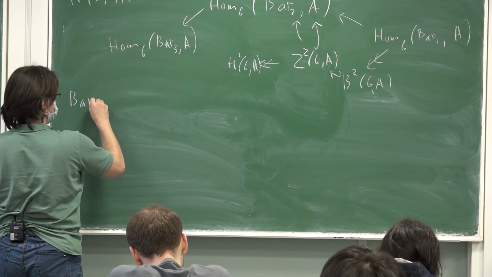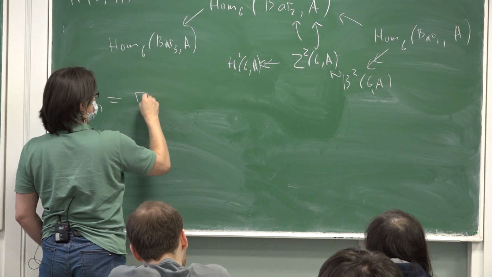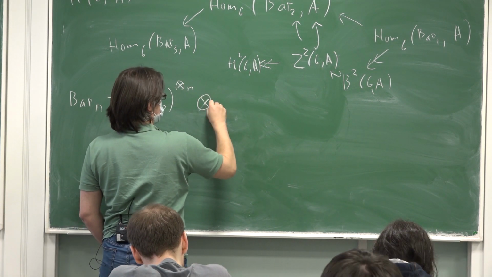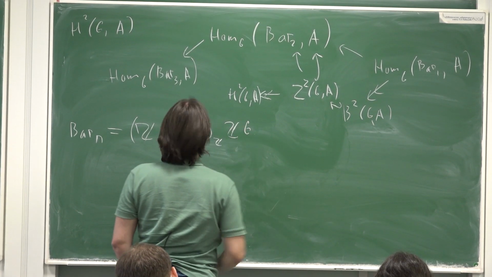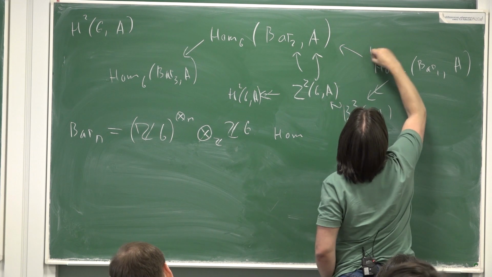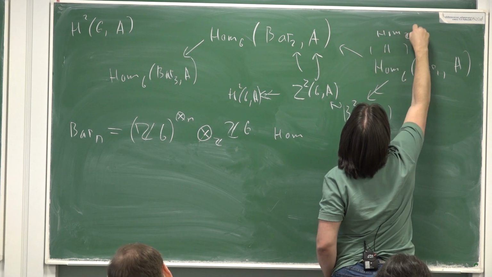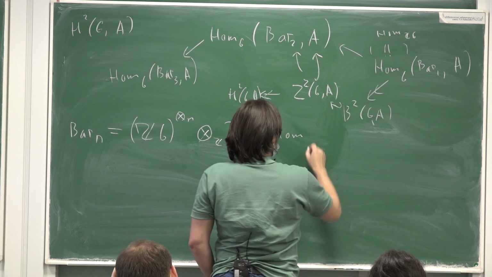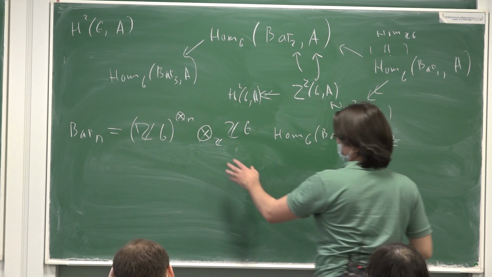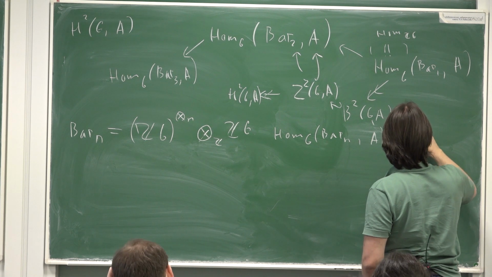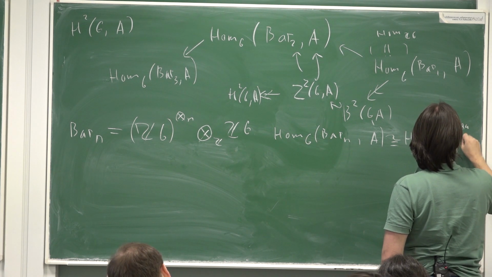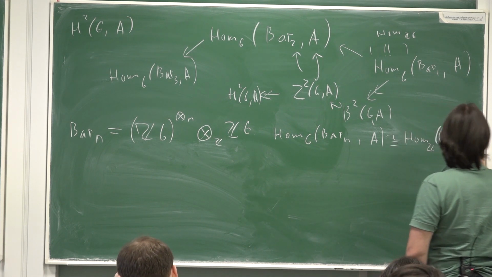by definition, bar n is simply Z[G] tensor n times tensor over Z Z[G]. So hom over G is the same thing as hom of the Z[G]. Hom over G from bar n to A is isomorphic, using the adjunction isomorphism, to hom over Z from Z[G] tensor n to A. Yes.